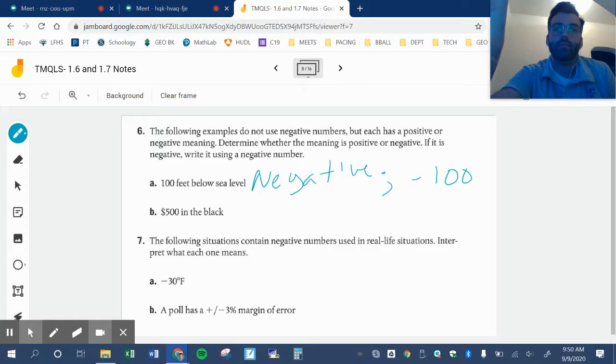Next one, 500 in the black. Well, if you're in the red, that means that's not good. You are losing money. So if you're in the black, that's technically positive.